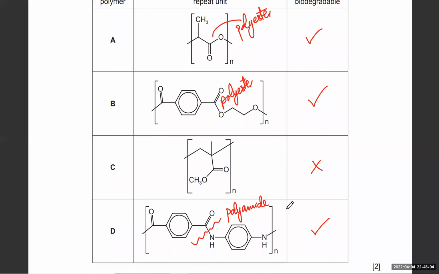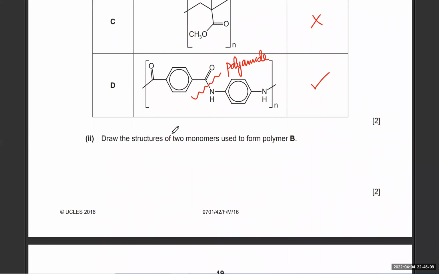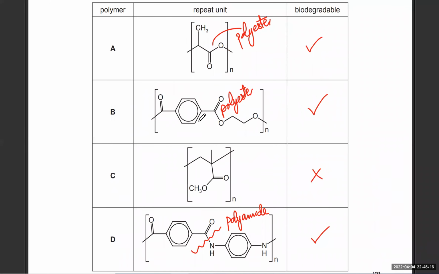And moving on, so that's the first part. That was just 2 marks. We just went through all the examples. Over here, he's asking, draw the structure of the 2 monomers used to form polymer B. We actually did that. We did draw the 2 monomers.